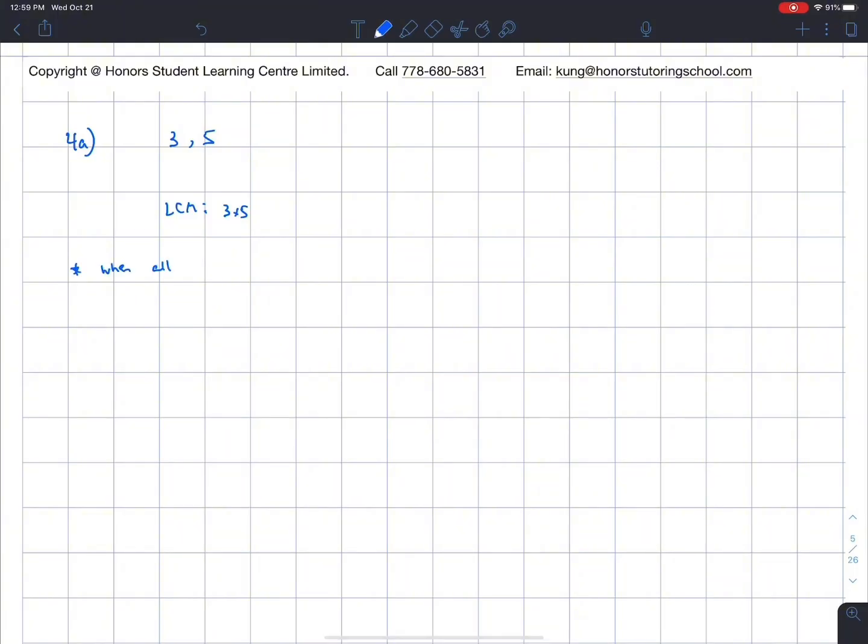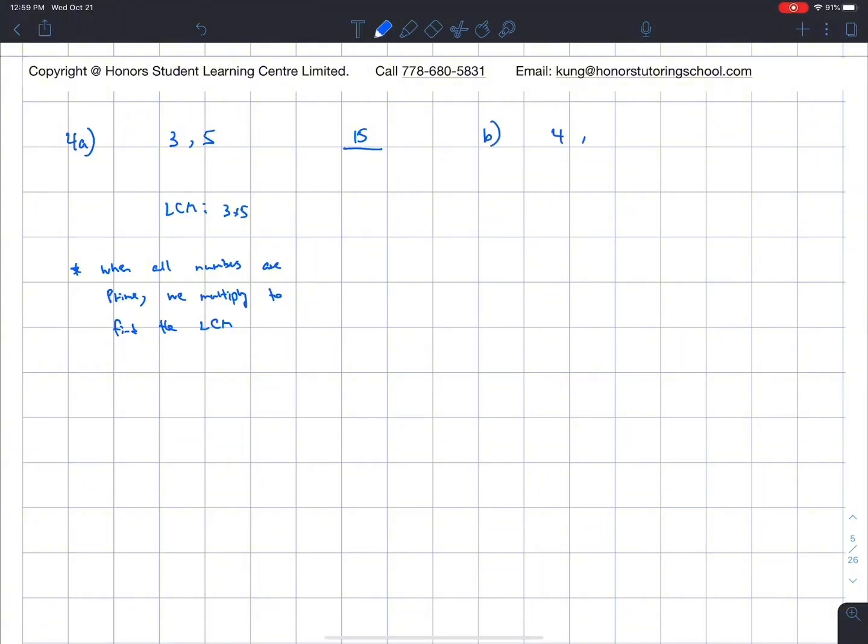When all numbers are prime, we multiply to find the lowest common multiple. So 3 times 5 would just be 15.